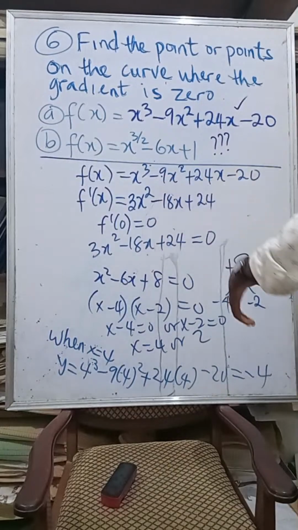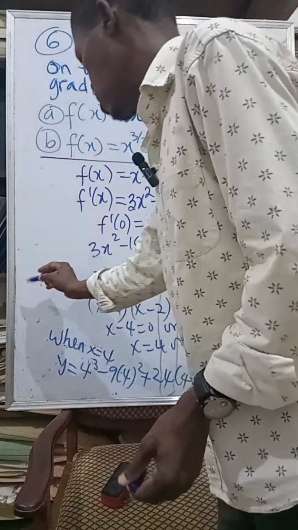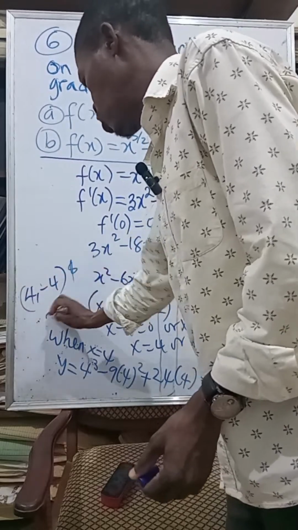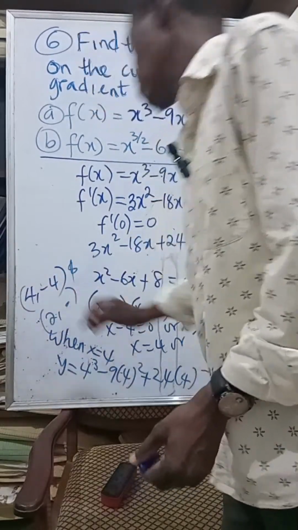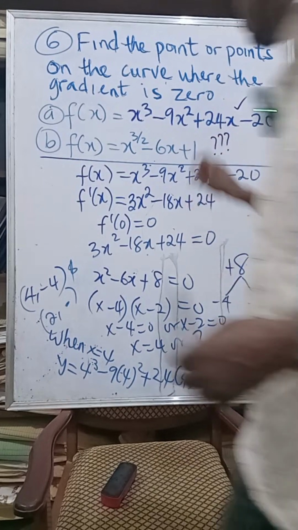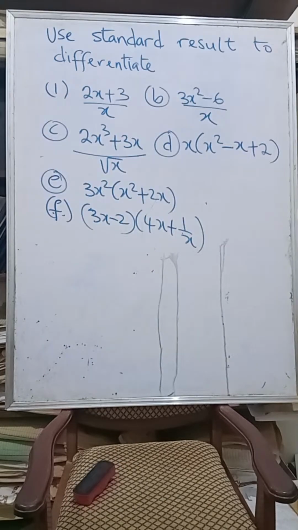So do the same when x is 2, get the y also, so you can get the coordinates, the points. So we have 4 comma minus 4, and 2 comma, you can get the other one. So that's that for that one. Begin to type your comments. Do the B part in the comment section.